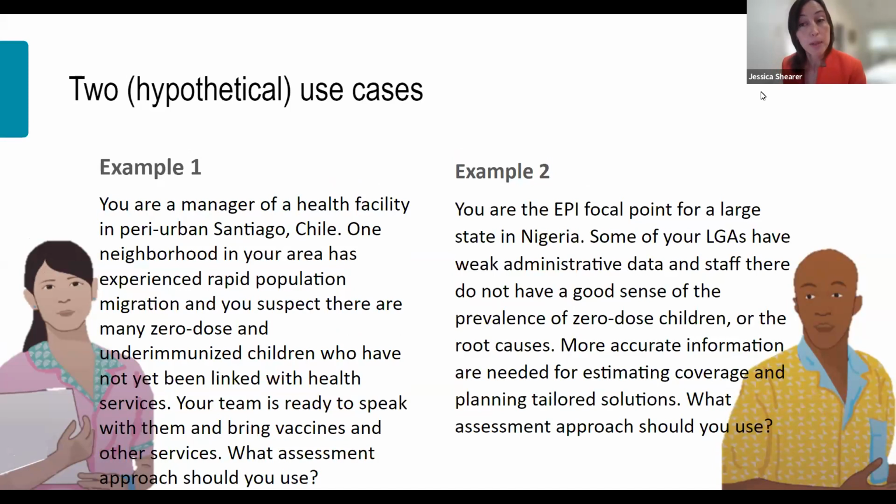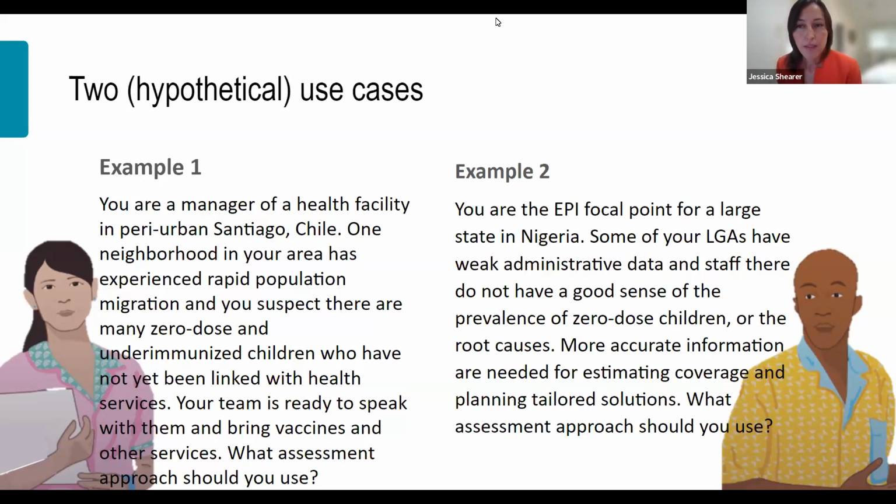I'm now going to read example 2, which is a bit different. So in example 2, you are the EPI focal point for a large state in Nigeria. Some of your LGAs, local government authorities, have weak administrative data. So it's not data that is very useful for you to understand or have a good sense of the prevalence of zero-dose children or the root causes. More accurate information is needed for estimating coverage and planning tailored solutions. In this case, what assessment approach would you use?